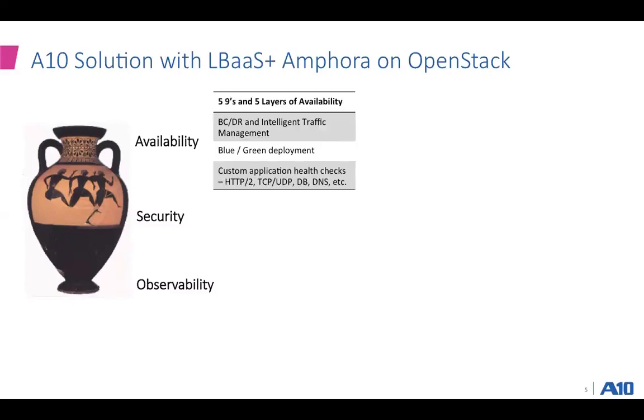To expand on this, when I say availability, it's really enabling 5 nines of availability and 5 layers of availability for your OpenStack infrastructure. The availability can be in terms of making sure your application is fault tolerant, making sure the application infrastructure is fault tolerant, the load balancer infrastructure, the namespace that is associated with the load balancer. If you have deployed your applications across multiple regions or multiple clouds, we provide fault tolerance across all of that. And this enables the BCDR type of use cases.